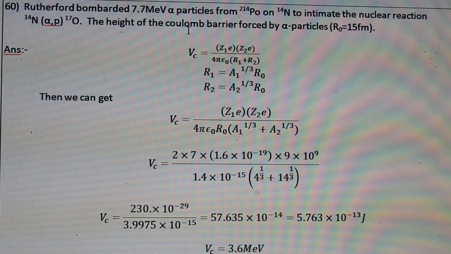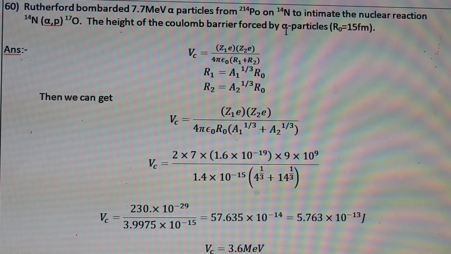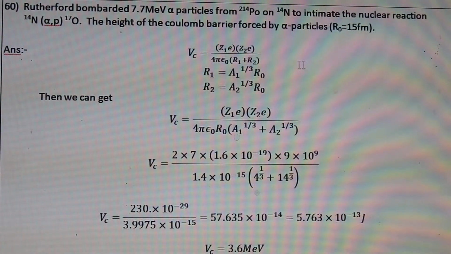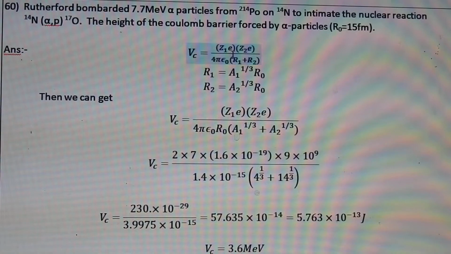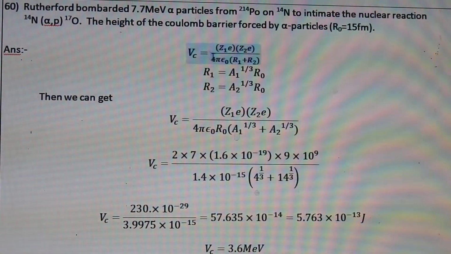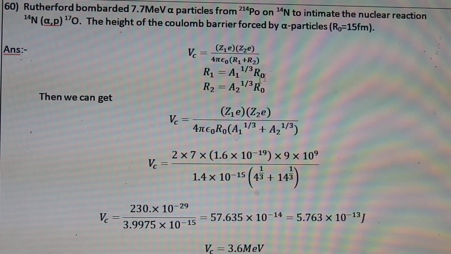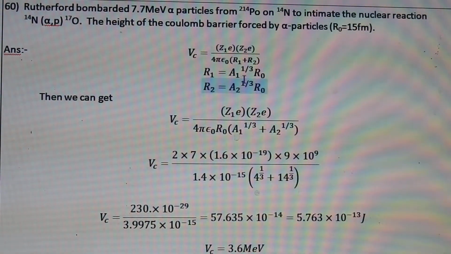The height of the Coulomb barrier faced by the alpha particle. So the barrier force which is acting on the alpha particle is Vc equals Z1e into Z2e over 4 pi epsilon naught (R1 plus R2). This is the Coulomb force, the potential barrier strength. Now in this case, R1 we already know is A1 power 1 by 3 times R naught, and R2 is equal to A2 power 1 by 3 times R naught.